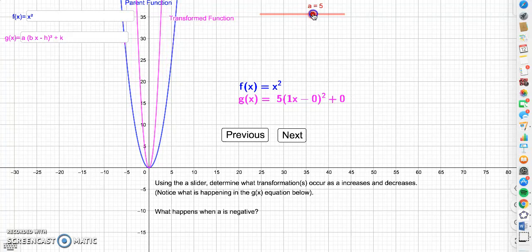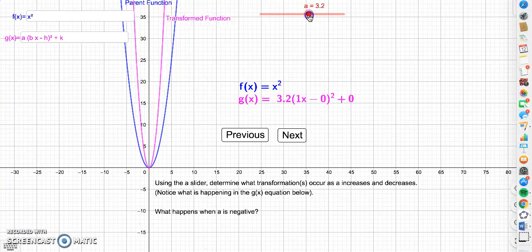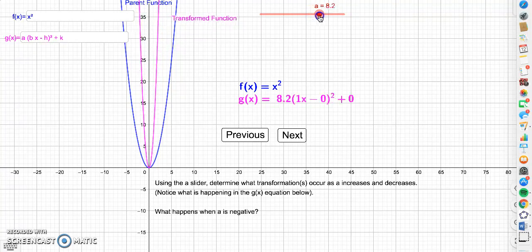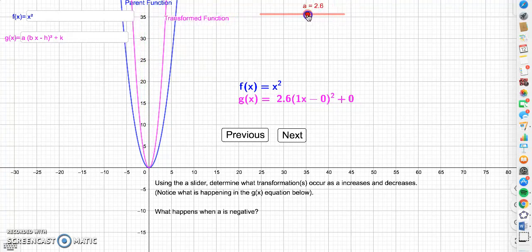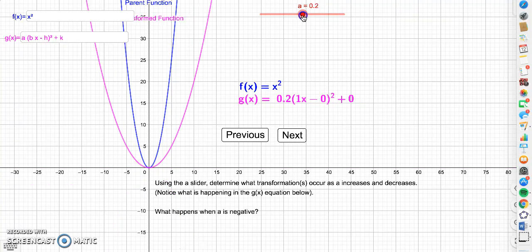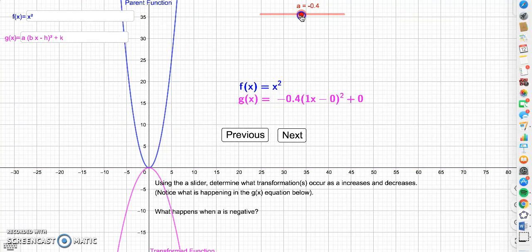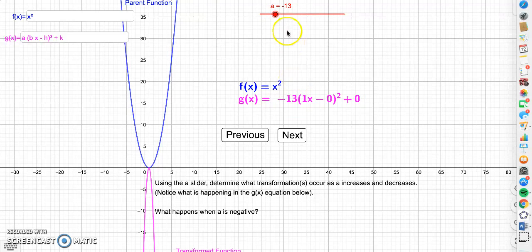So they're going to move it however they like, and they're going to discover that as A gets bigger or more positive, it gets, I'm assuming they'll say skinny or some terminology such as that in their own words. And then I'm hoping they'll discover that when A is not less than 0 but between 0 and 1, it gets wider. And then the last question is what happens when A is negative. So for any negative A, they should say that it'll reflect.